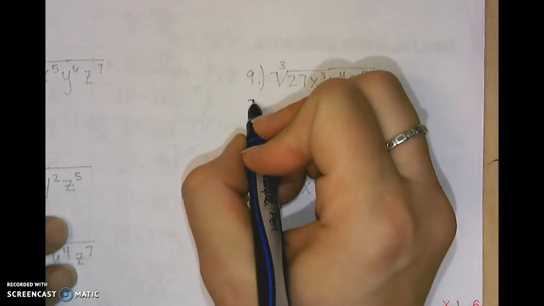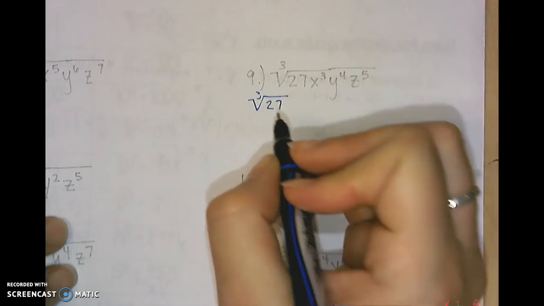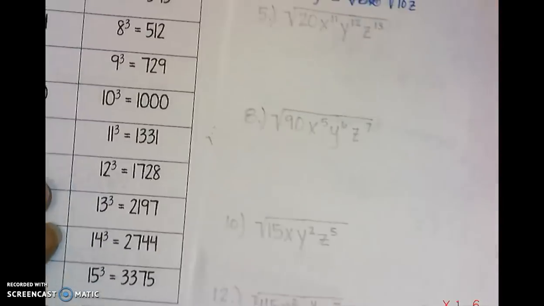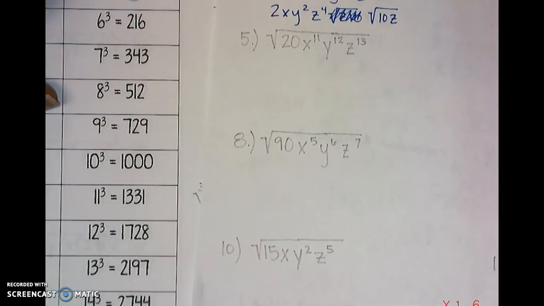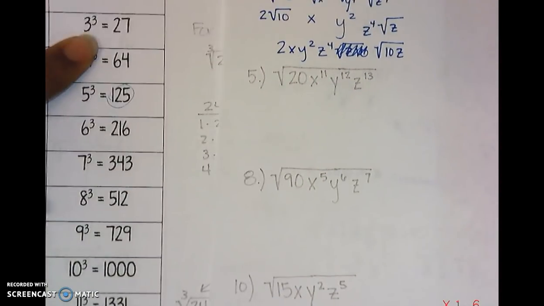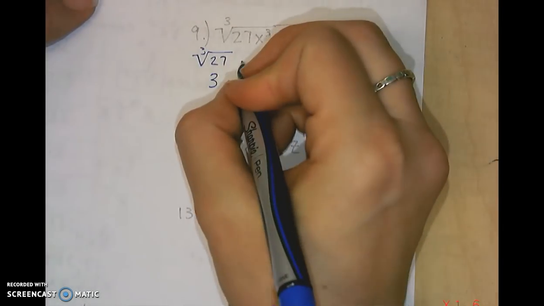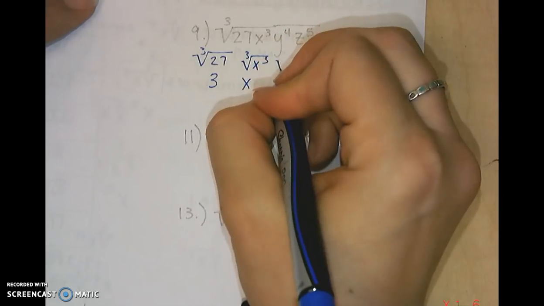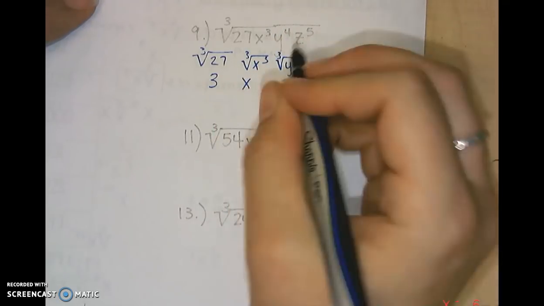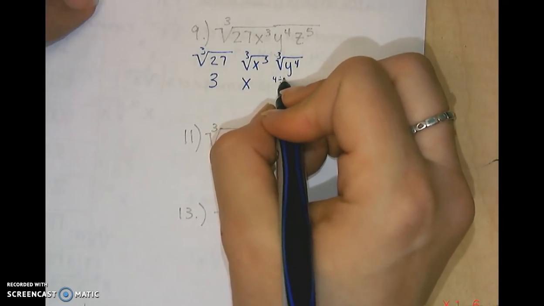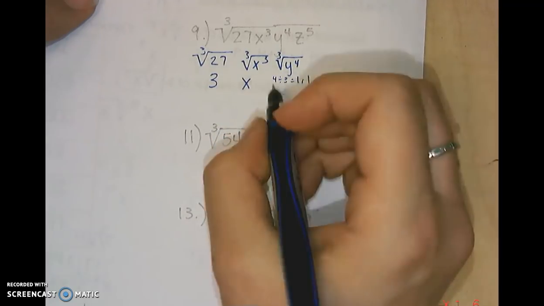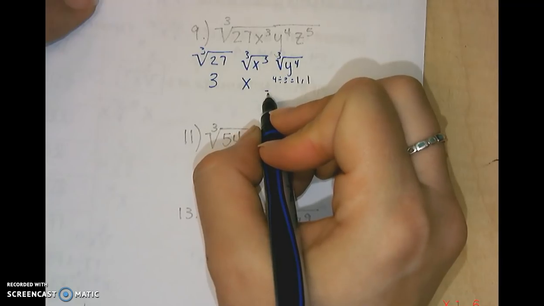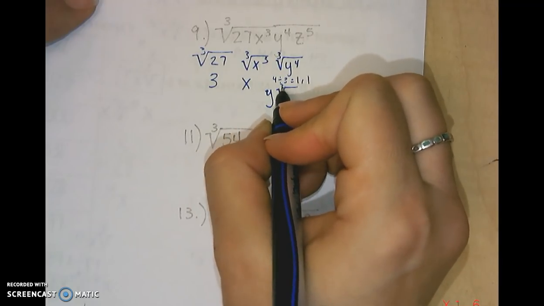So we have the cube root of 27. So if I look back at my list here, cube root of 27 is a perfect cube. Sorry, right there, perfect cube. So that is 3. So this is going to be 3. And then I have cube root of x to the 3rd, which is just x. Cube root of y to the 4th is going to be, so 4 divided by 3 equals 1 remainder 1. So we have y cube root of y.